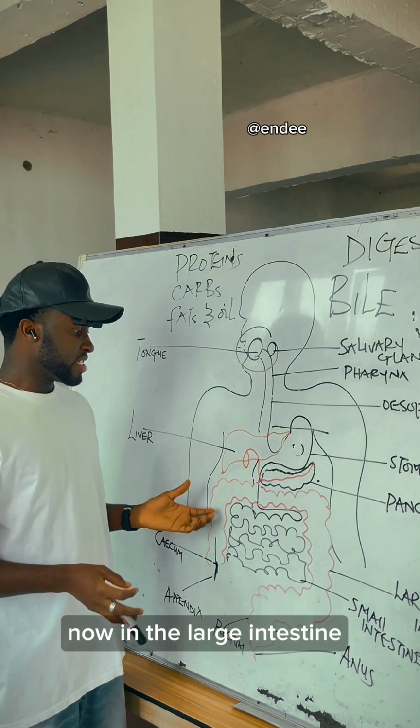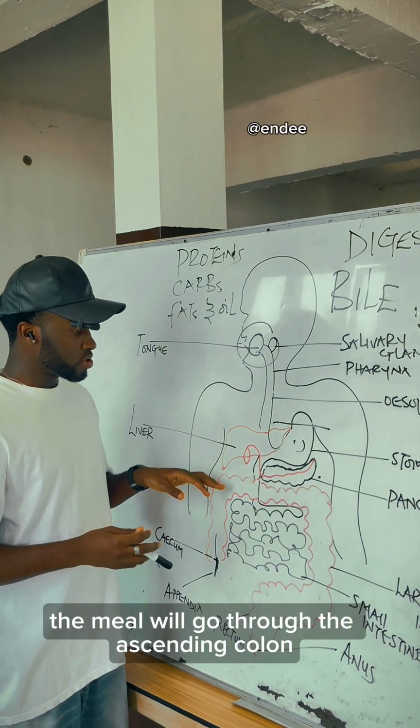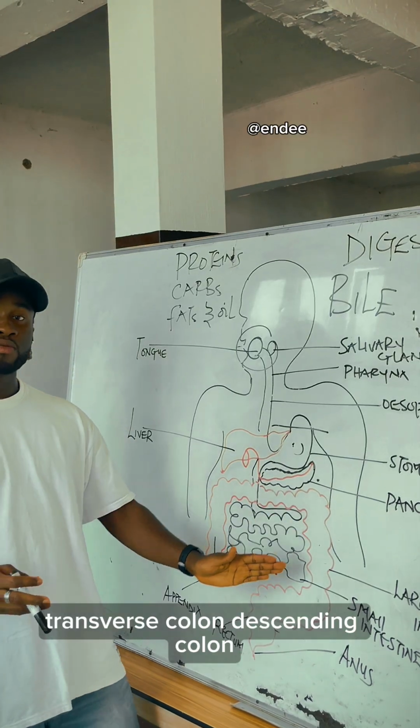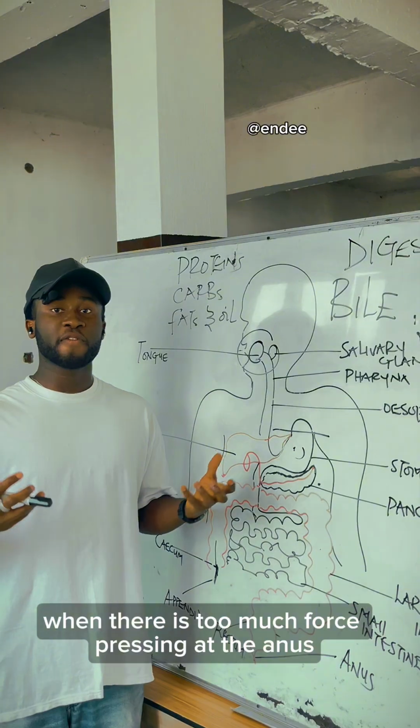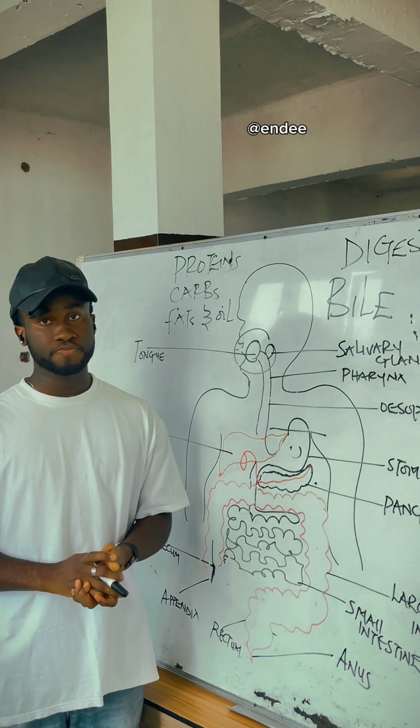Now, in the large intestine, the meal will go through the ascending colon, transverse colon, descending colon, stored in the rectum, and released through the anus when there is too much force present at the anus.